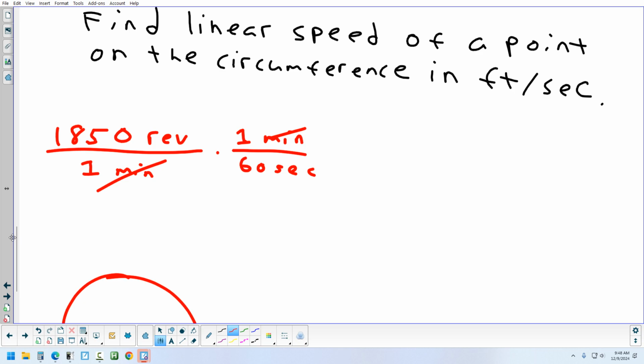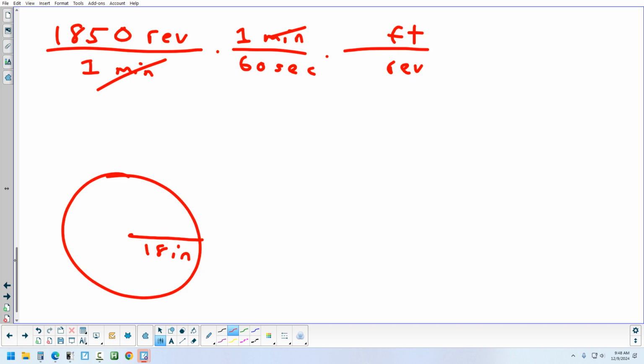I'm trying to get a conversion to get rid of revolutions. So I want revolutions in the bottom, and I want feet in the top. If I trace this out, I'm drawing one revolution right now. If I put a piece of string on that, what would I be measuring about that circle? Yeah, the circumference. The circumference is a revolution. So if we can figure out what the circumference of that circle is, that will tell us exactly how big it is, or how many inches in the circumference.